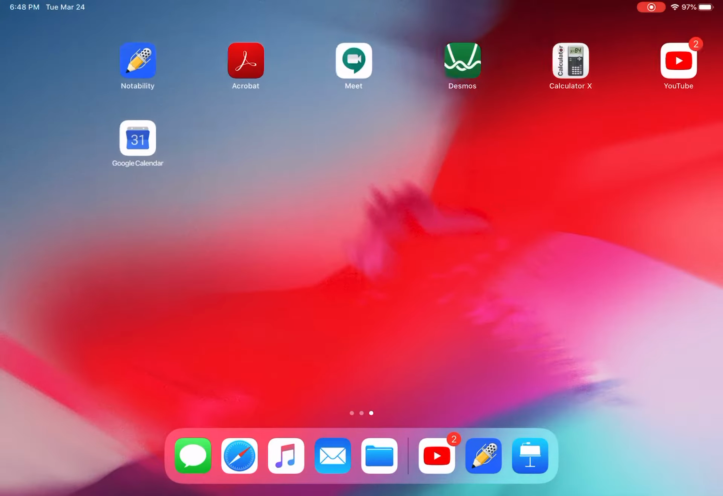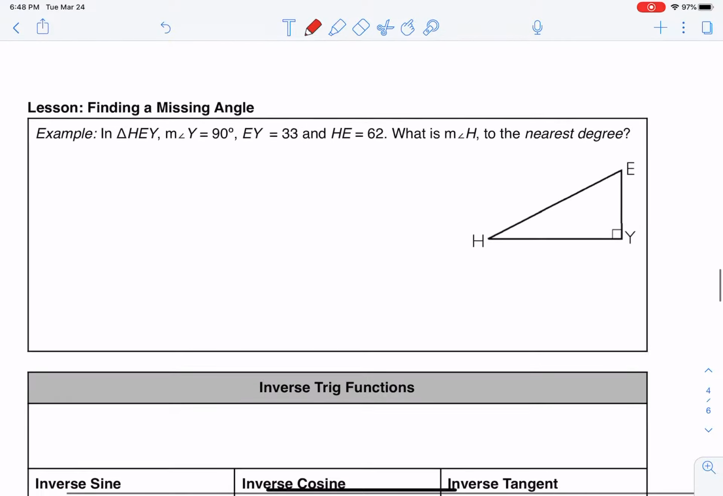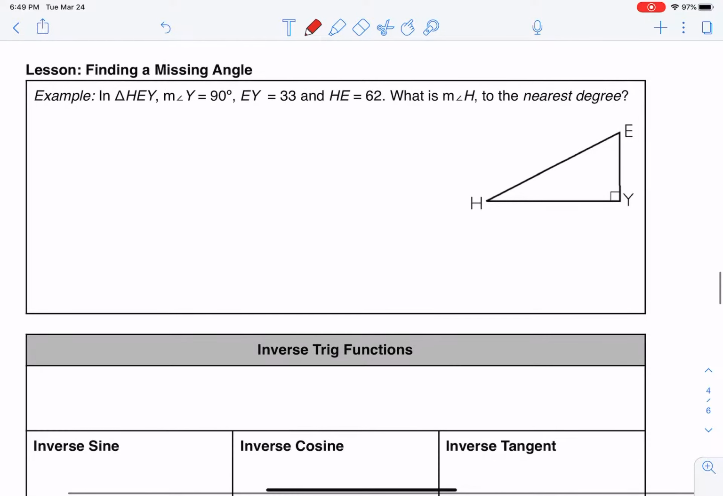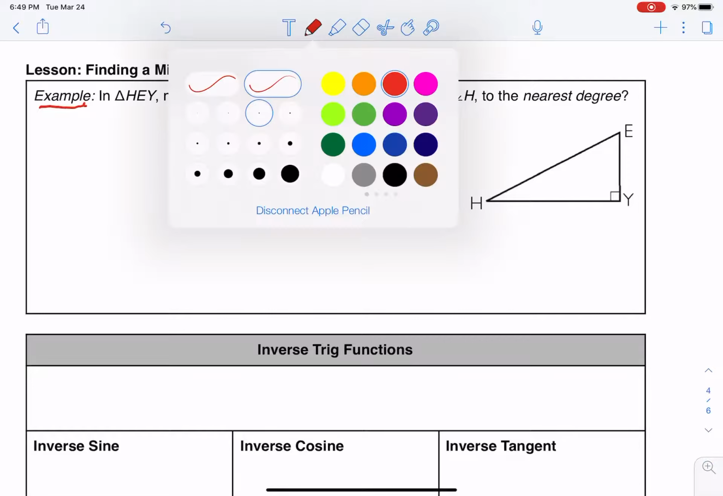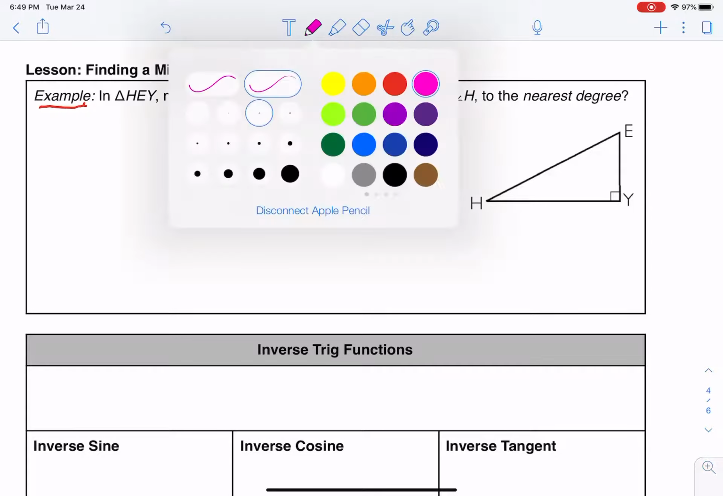Okay, so let's go back to our worksheet. All right, so in the example, we're finding a missing angle. So in triangle HEY, the measure of angle Y is 90, EY is 33, and I also know that HE is 62. And we're asked to find what is the measure of angle H to the nearest degree.